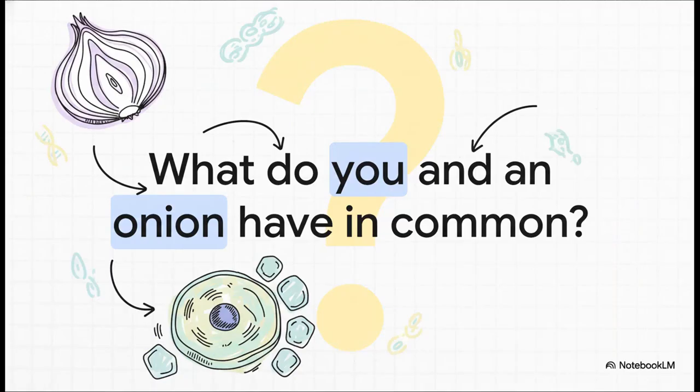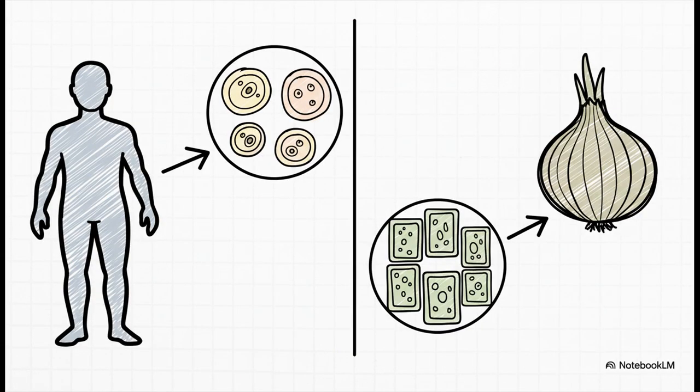So let's just kick things off with a question. What could you, a person, possibly have in common with an onion? I know, it sounds like the start of a bad joke, right? But the answer is actually one of the biggest ideas in all of biology. And there it is. You're both made of cells. Yep, as different as we look on the outside, when you get right down to the microscopic level, you, me, and that onion in your kitchen are all built from the same fundamental building blocks.